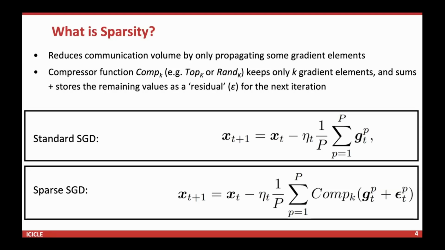This compressor function keeps only k gradient elements and stores the remaining values as a residual for the next iteration. So we're not simply throwing the smaller gradients away; rather, we're accumulating them until the accumulated value is larger than some threshold, like the largest gradient values, and then we start to communicate them. This is from the deep gradient compression work from Song Han.